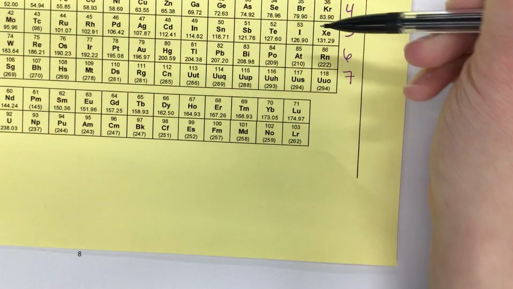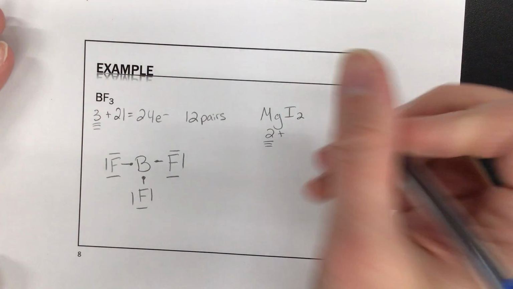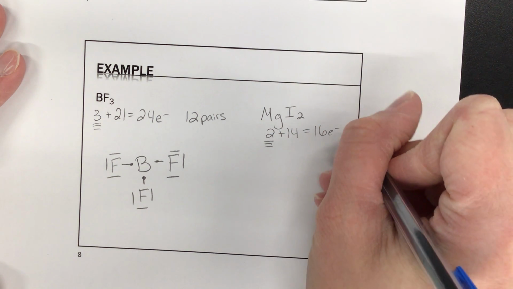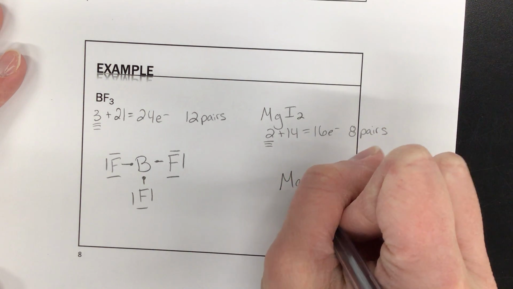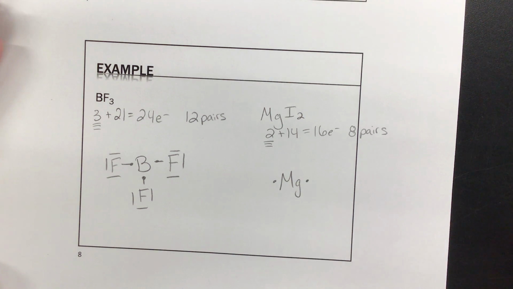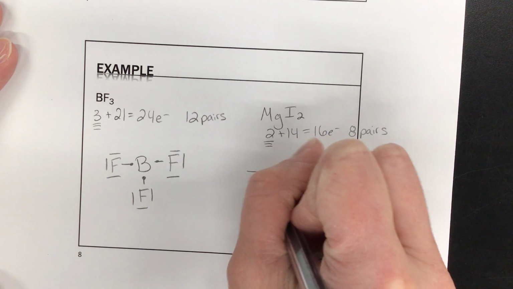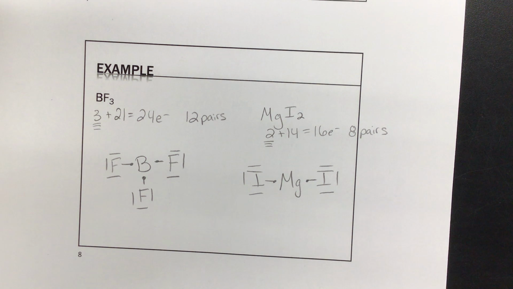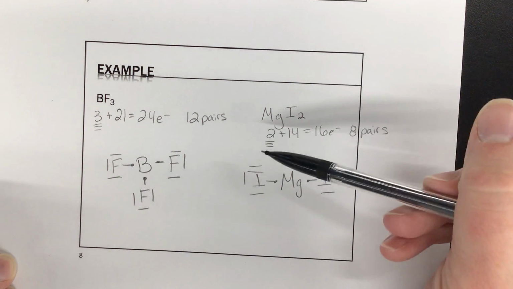Iodine is here in group 17, so that's 7 valence electrons times 2 is 14, so I have 16 electrons, which will be 8 pairs when I'm all done. Put the magnesium in the middle. 2 dots means I can form 2 bonds. 1, 2, 3, 4, 5, 6, 7, 8. And magnesium does not have any other electrons to form more double bonds with, so we're going to be done here. And this is all that magnesium is able to do because it only brought 2 valence electrons.